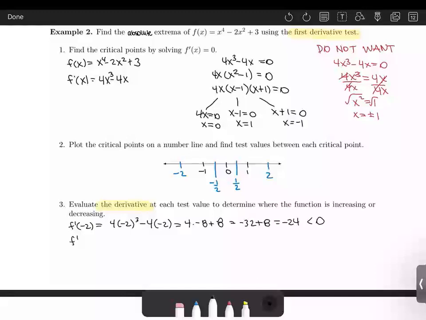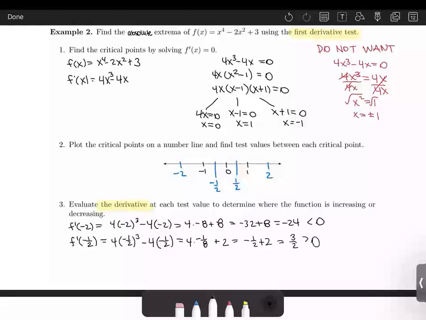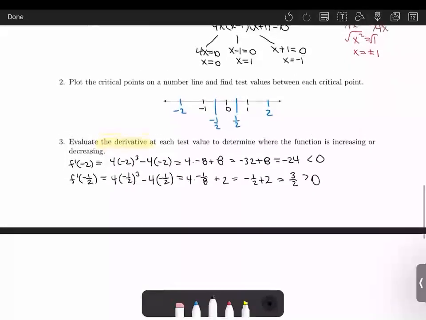So next, we're going to evaluate the derivative at negative 1/2, which is going to be 4 times negative 1/2 cubed minus 4 times negative 1/2, which is going to be 4 times negative 1/8 plus 4 times 1/2, which is going to be positive 3/2, which is greater than 0. And we just finish this out.